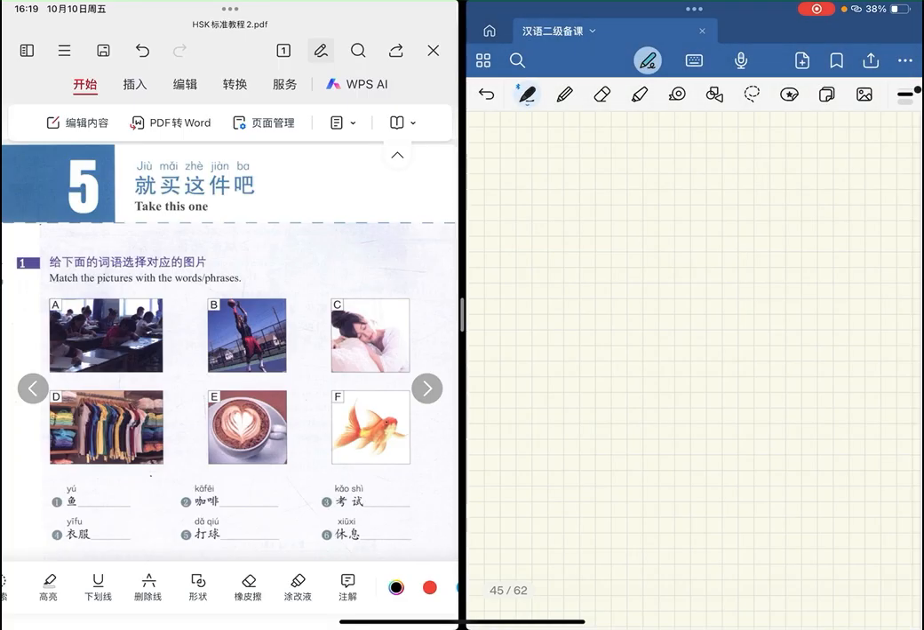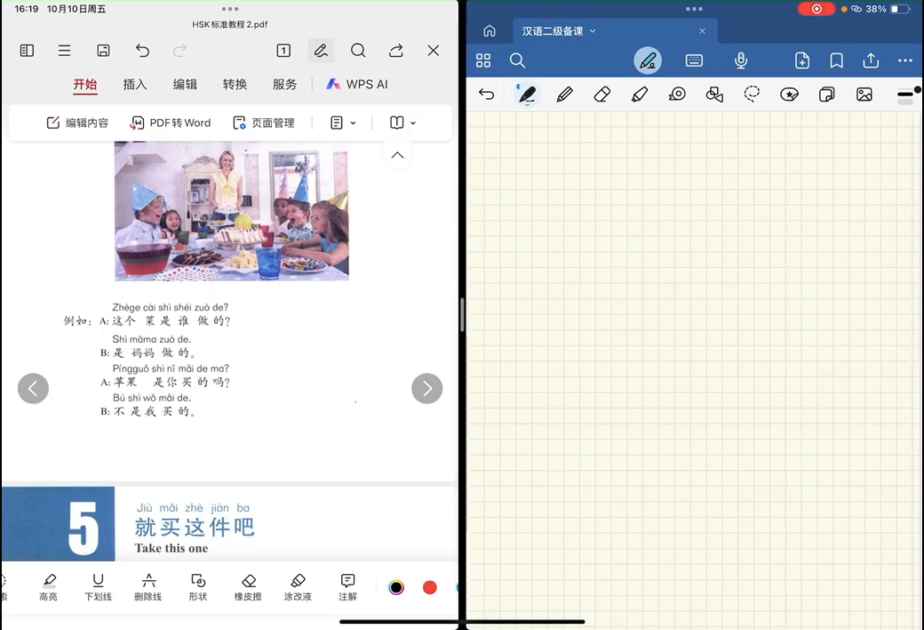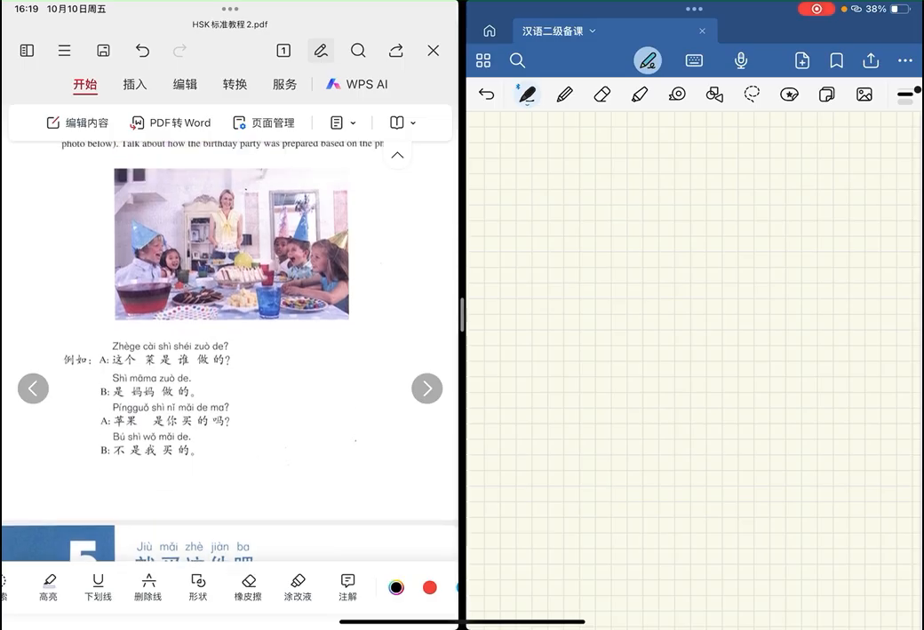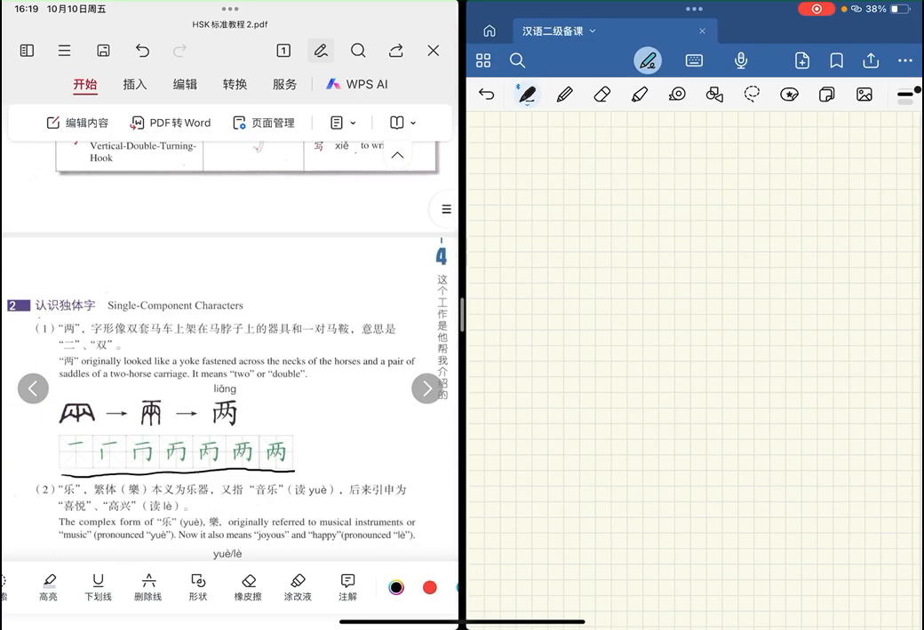So last week we finished lesson 4, right? Let's first review the new words and the grammar points from that lesson. Let's see the new words first.